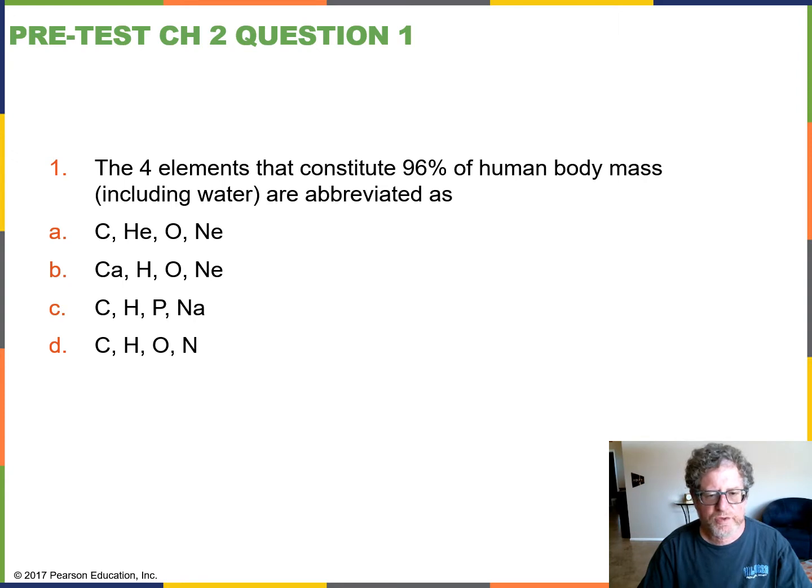So we'll start with 3 pretest questions. The first question is, the 4 elements that constitute 96% of human body mass, including water, are abbreviated as follows. Okay, so there are sort of 2 parts for this question. You have to know what the chemical abbreviations are for the most common elements and which are the 4 most common elements. And the correct answer is D. Carbon, hydrogen, oxygen, and nitrogen.